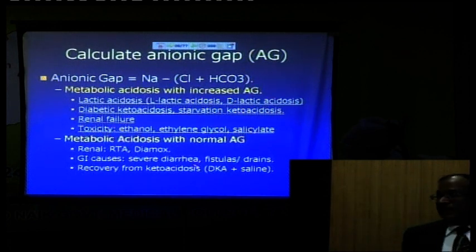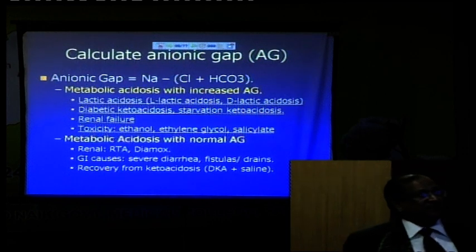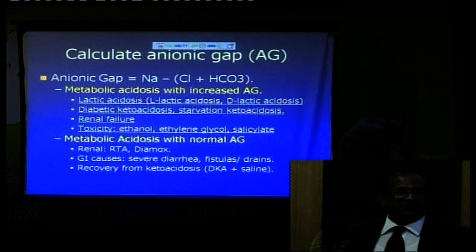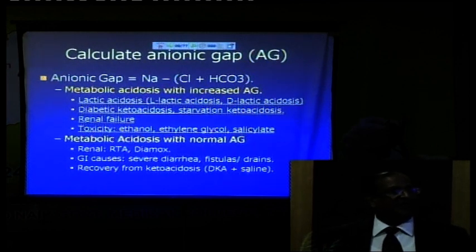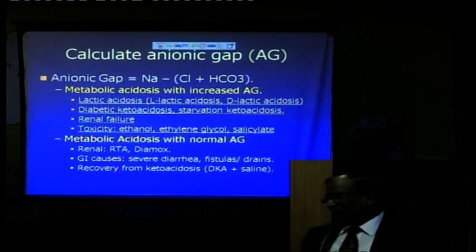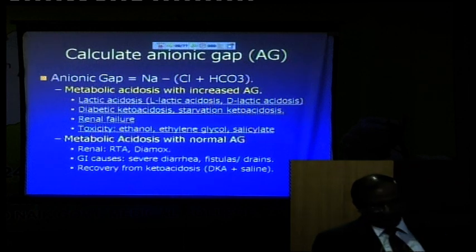But if you have normal anion gap, the diagnosis is usually not obvious. If there is diarrhea, it's obvious. If the patient is receiving a lot of saline, hyperchloremia is easy to understand. But otherwise, you have to do more tests for normal anion gap, because RTA you cannot pick up. Renal tubular acidosis you cannot pick up.